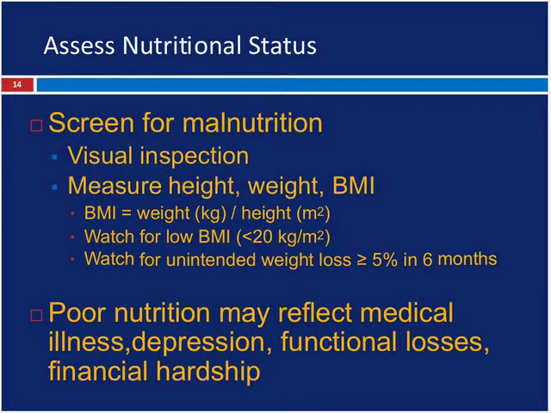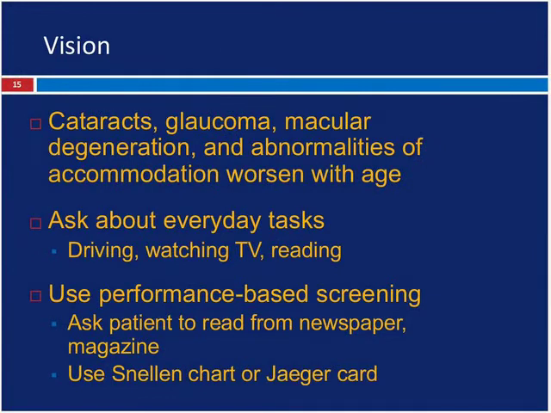And poor nutrition is kind of an integrative measure that could reflect underlying medical illness, depression, loss of cognitive abilities, functional losses, financial hardship, and it would be necessary to explore each of these areas since they may contribute to the weight loss.